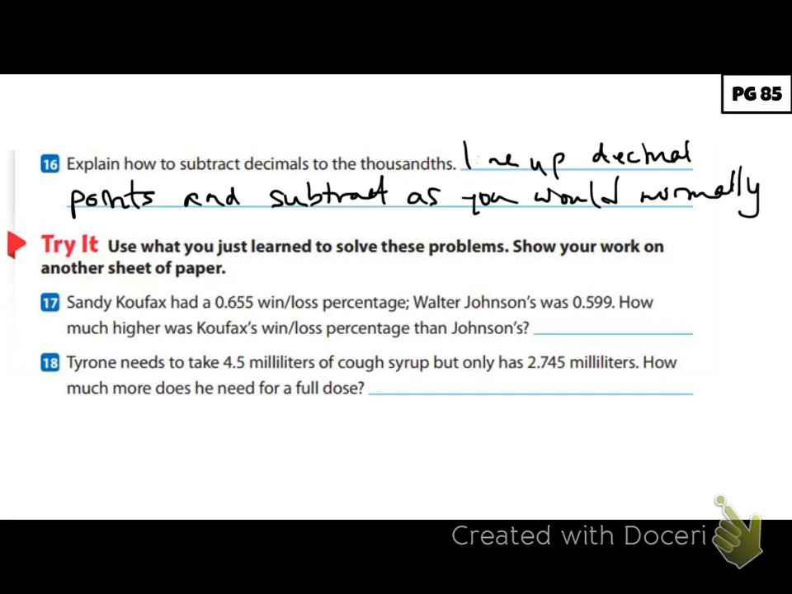Okay, try it. 17 and 18. It's on your own. 17, you should get that, and 18, you should get there you go. There's that. Thanks for playing.